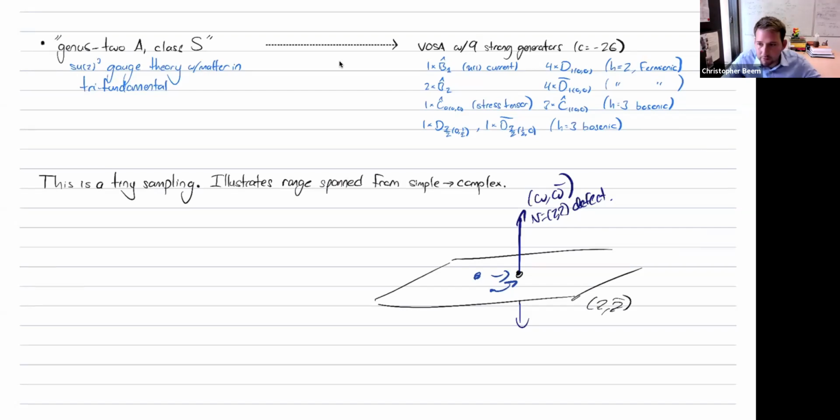This has been, I think, most well discussed in papers by Clay Cordova, Davide Gaiotto, and Shu-Heng Shao, and then a paper by Maddalena and Lorenzo Bianchi. I hope I'm making the right references.